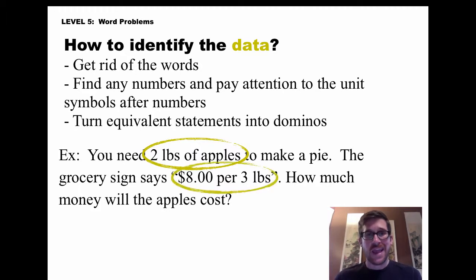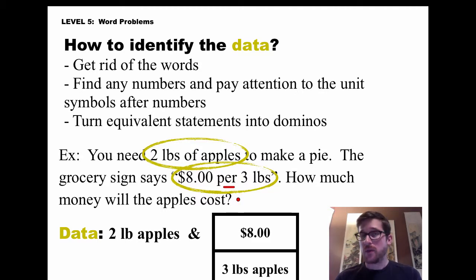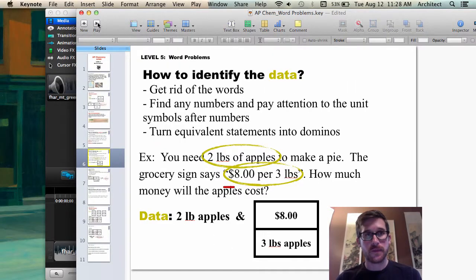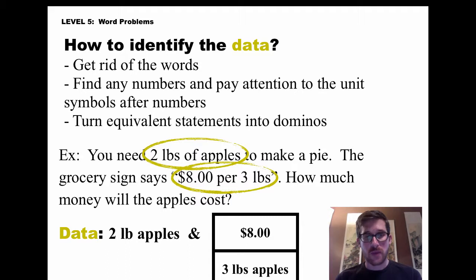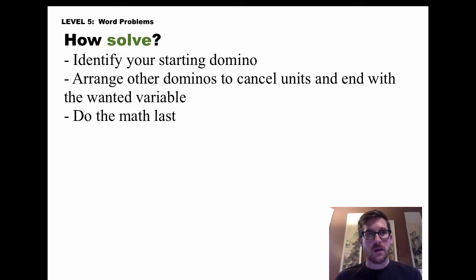And then we also have this $8 per 3 pounds. The per there is a really interesting word to pay attention to too. That tells you that there's an equivalence or a relationship between the dollars and the pounds of apples here. So here's my data, 2 pounds of apples, and I can make that $8 per 3 pounds into a domino, an equivalence. So those are our 2 pieces of information for this particular problem. So again, 2 pounds of apples and $8 for 3 pounds of apples. Here we go. Let's solve this.